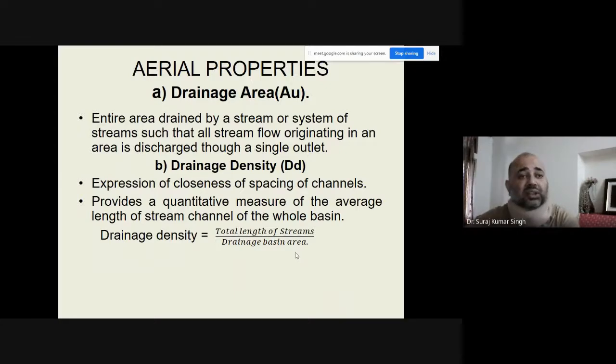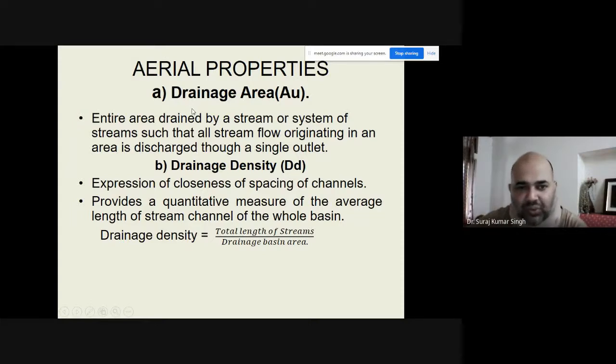Now these were the properties that were made for linear properties. Now we'll be studying the aerial properties of the different drainage basins. So what is the aerial property? Aerial property is related to the area. It's related to the area.